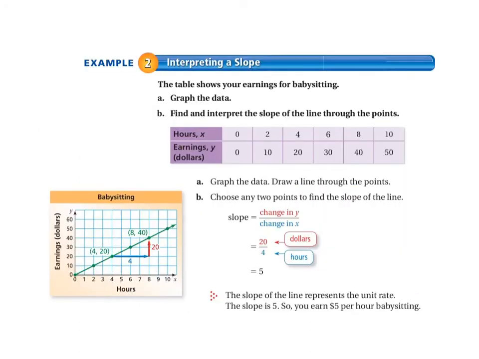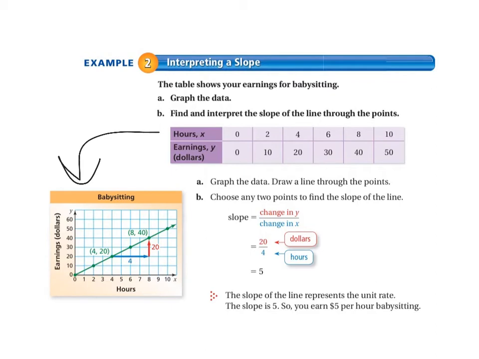Finally, we're going to interpret a slope, which means that we need to tell what that means, so what the slope is indicating to us. The table shows your earnings for babysitting. Graph the data. Find and interpret the slope of the line through the points. They've graphed this data for us on our graph. If we babysit 0 hours, we earn $0. That makes sense. If we babysit 2 hours, we earn $10, and 4 hours, we earn $20.